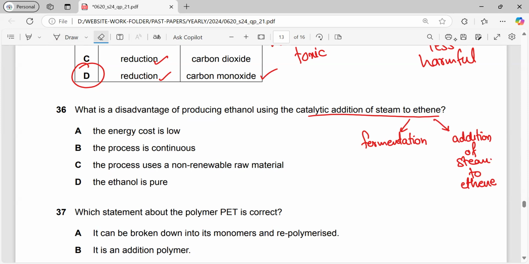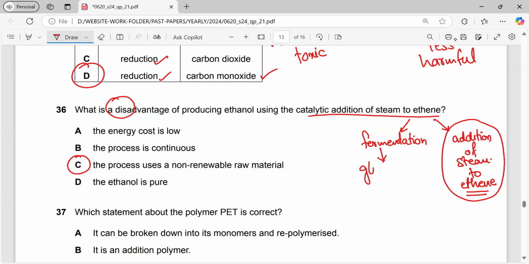Now, they're asking about the disadvantage of producing ethanol by this method. The disadvantage is that ethene is a non-renewable material. The process uses a non-renewable raw material. On the other hand, fermentation uses glucose, which is a renewable source. So that's an advantage of fermentation.